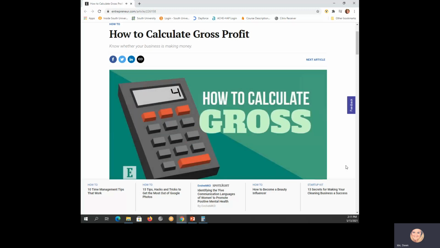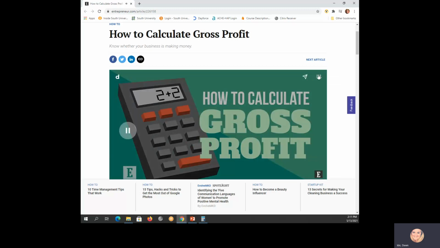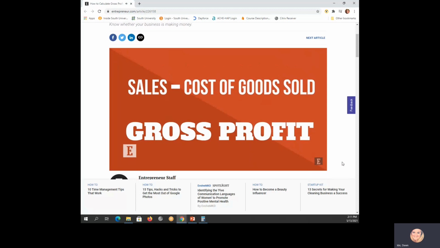How to calculate gross profit. One of the most important financial concepts in running a business is the computation of gross profit. The gross profit on a product is computed as sales minus cost of goods sold equals gross profit.